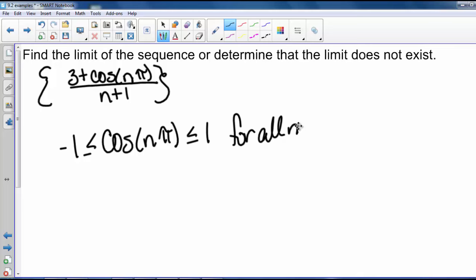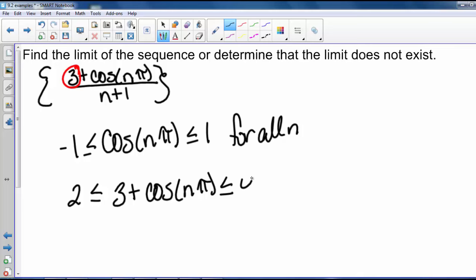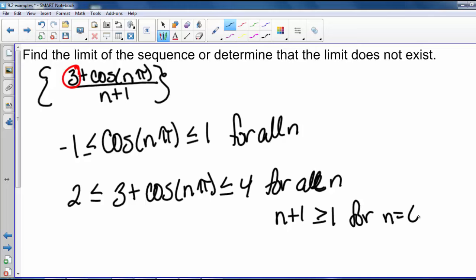So we can add this 3 to each side of our inequality to get 2 is less than or equal to 3 plus cosine of n times pi is less than or equal to 4 for all n. And we also know that n plus 1 is greater than or equal to 1 for n equals 0, 1, 2, etc.